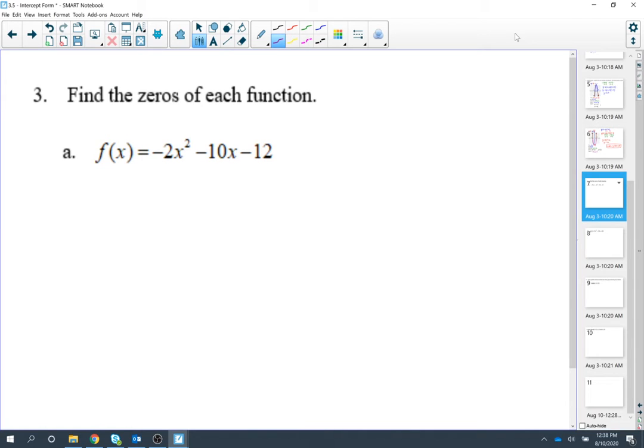Example 3, find the zeros of each function. What are the zeros? This is just another way for me to ask you, find the x-intercepts. So if I tell you to find the zeros, I'm just asking you to find the x-intercepts. If I want you to find the x-intercepts of the graph, well, we should probably put it in intercept form.